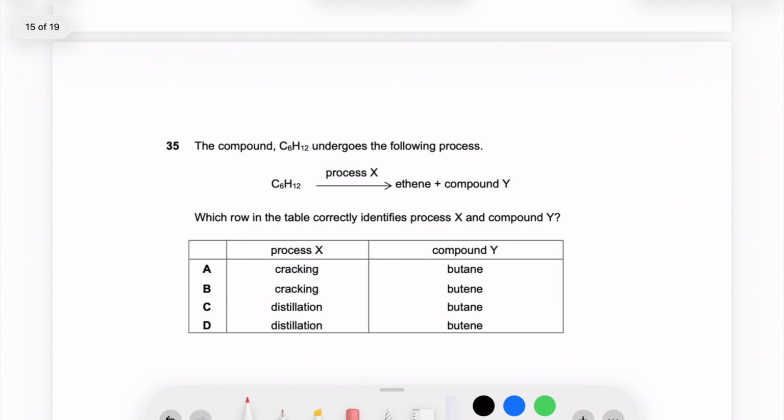Moving on, question 35. This one will be your cracking process. Ethene will be C2H4. So the number of carbon must balance. So this one will be C4. You're left with 8 hydrogens. So C4H8 will be your butene. Okay, ethene family. So it will be ethene, and this is a cracking process. So the answer will be B.